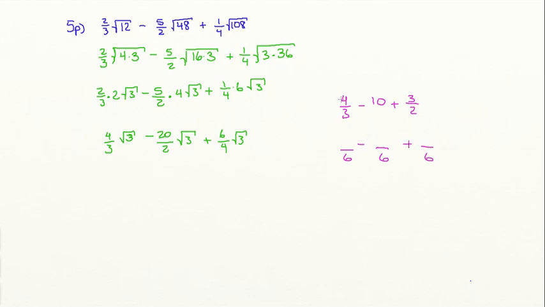So for the first fraction, multiply the top and bottom by 2. Second fraction, multiply the top and bottom by 6. Third fraction, multiply the top and bottom by 3. That will give me a negative 43. So I have negative 43 over 6 and still have root 3.